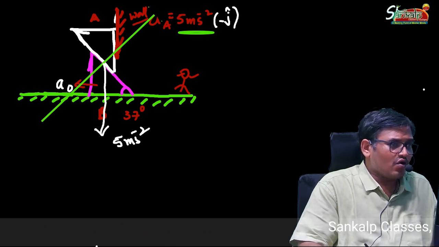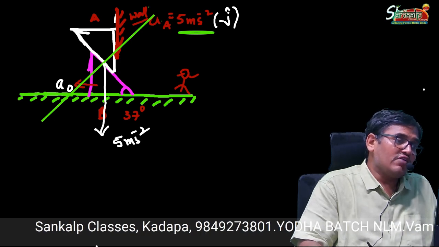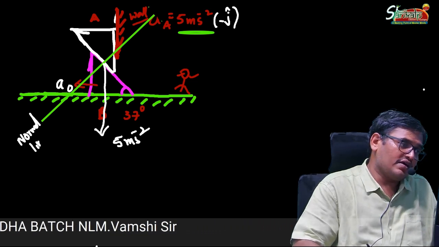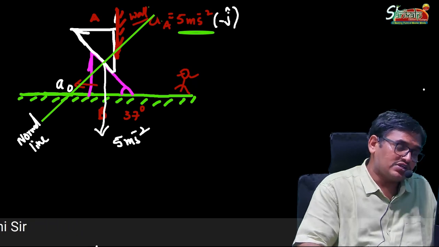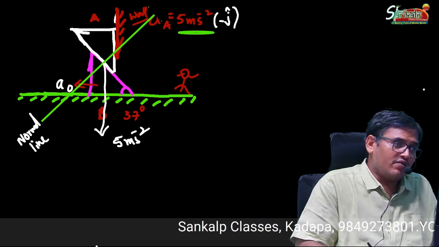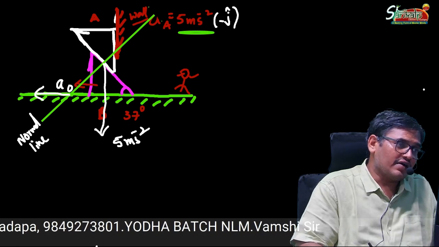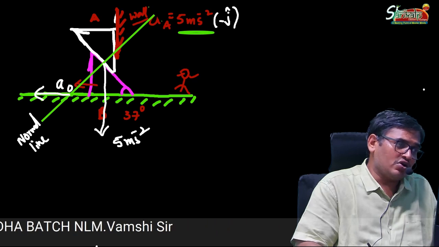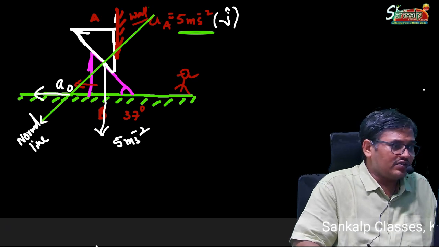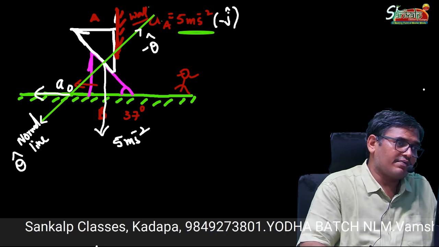Both the accelerations of wedge A and B we should find along this green line, the normal line. Along this normal line we should find the accelerations of both wedges A and B. Wedge A has acceleration vertically downward and wedge B has acceleration in which direction? Towards left like this, a naught. So we need the a naught component along the normal line and 5 meter per second square also along the normal line. This direction I am taking as theta cap, and this direction as minus theta cap.